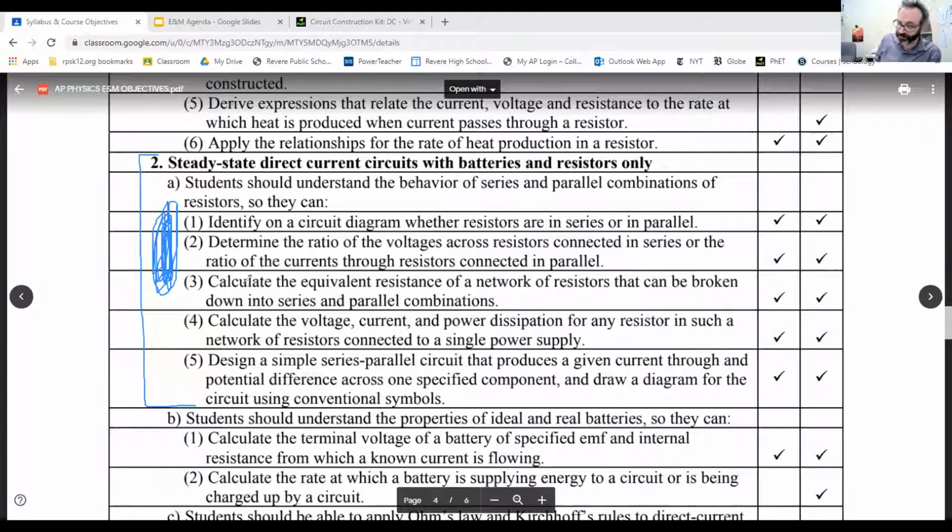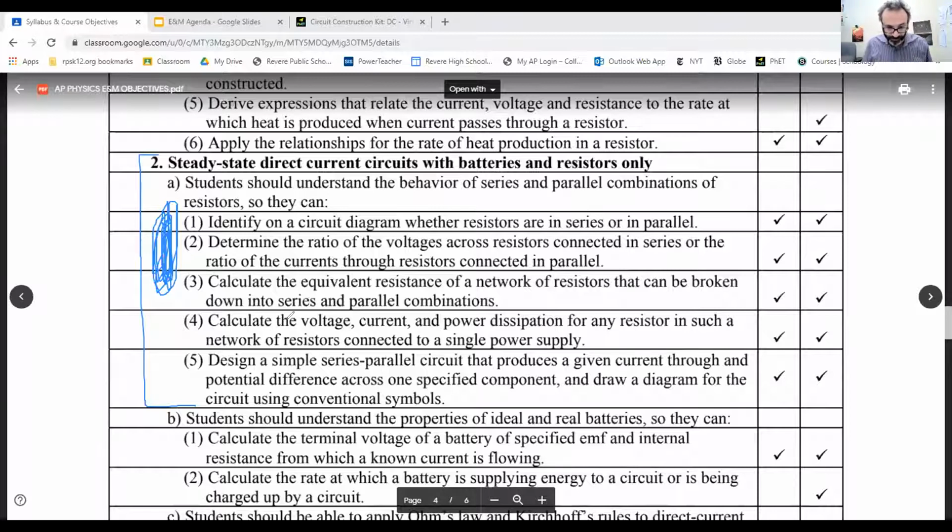So if we replace 2 resistors in series with one equivalent resistor, what would the resistance of that resistor be? And same thing with parallel. And then once you can do that, you can use what we already know to calculate voltage, current, and power for any resistor there.